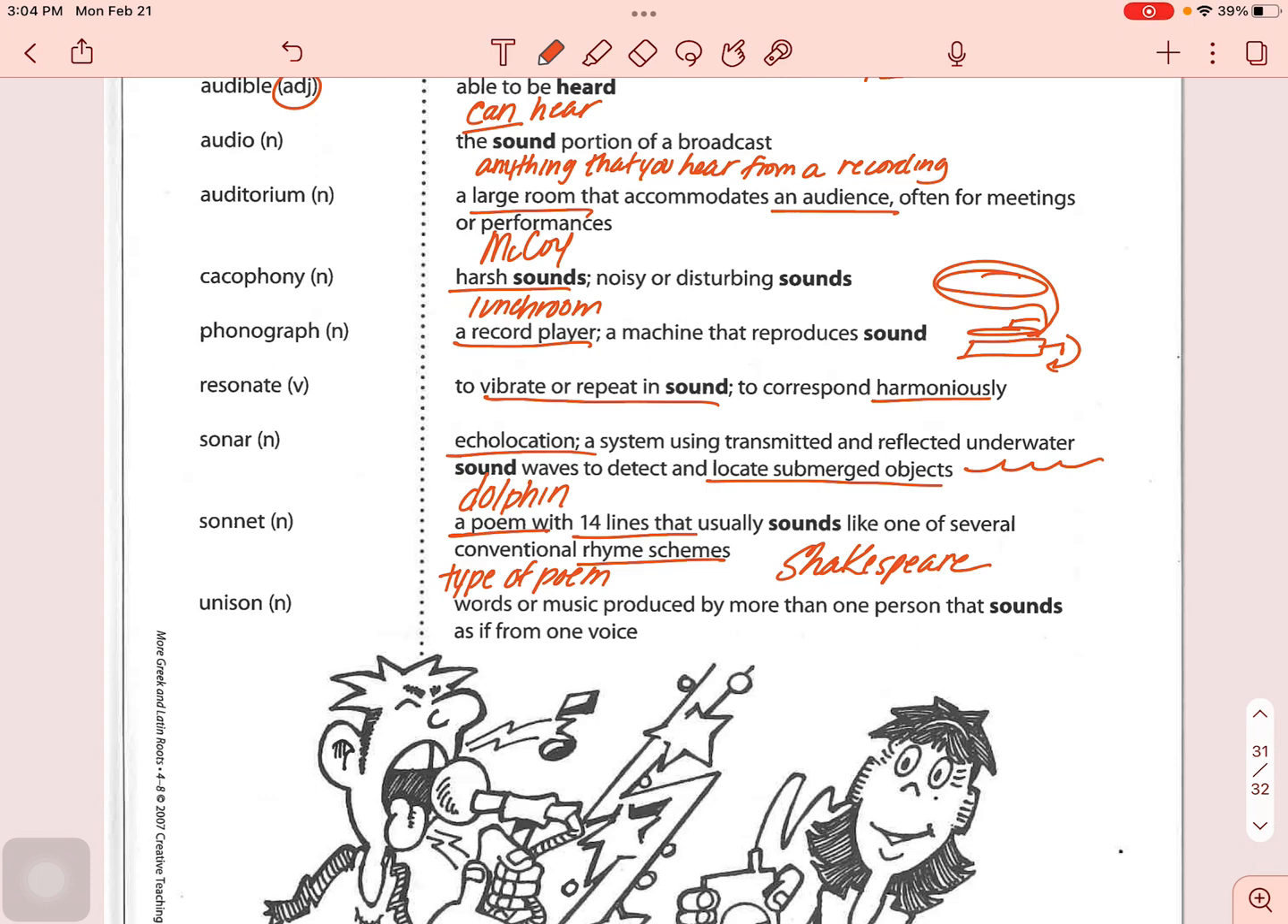And then the last word, guys, is unison. Unison means that there is more than one person and that they are producing sound at the same time. So it's like you're singing together. You guys do this in choir a lot if you're in choir.